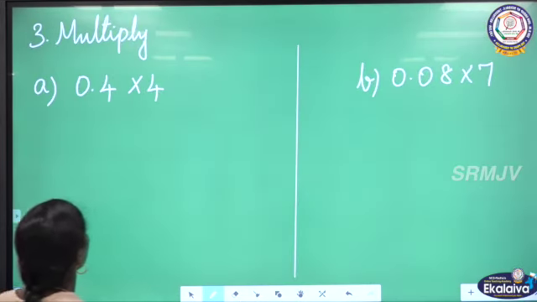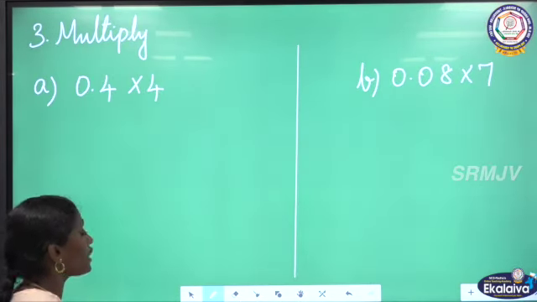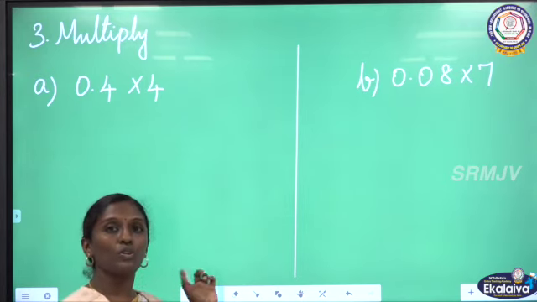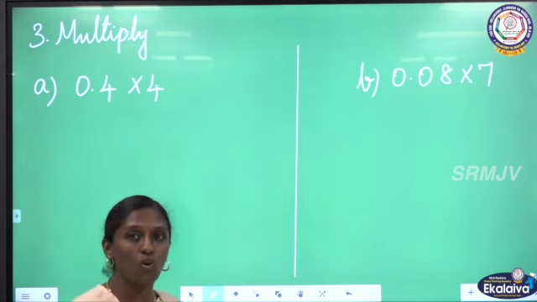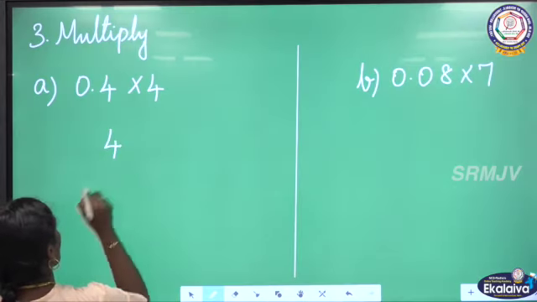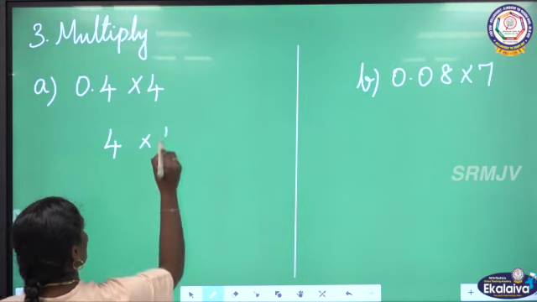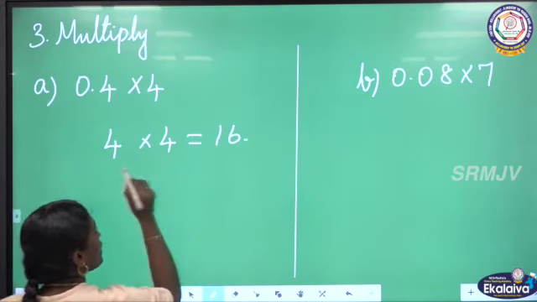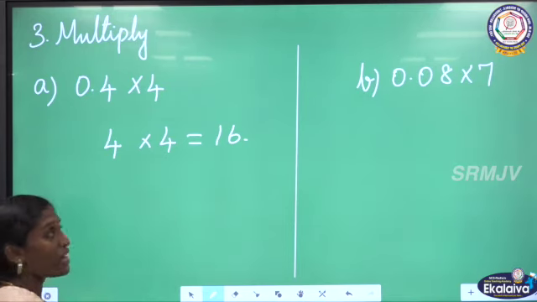The next one, multiply 0.4 into 4. While multiplying the decimal numbers, we have to consider the decimal numbers as a whole number. So, 0.4, I am going to take as a whole number 4. Then the second number 4. First, 4 4s are 16. I found the product for the whole numbers 4 and 4.